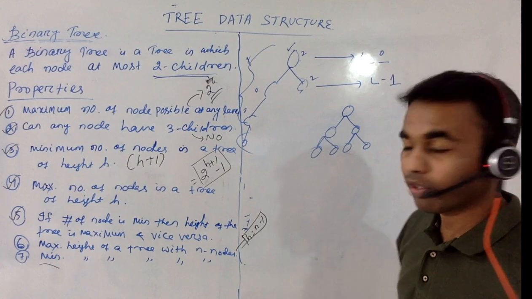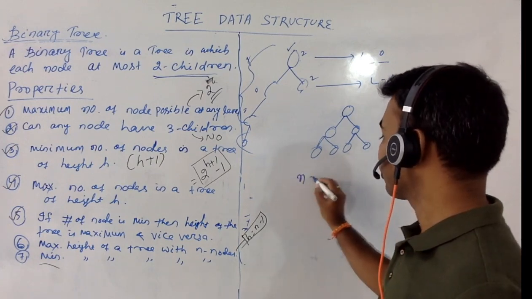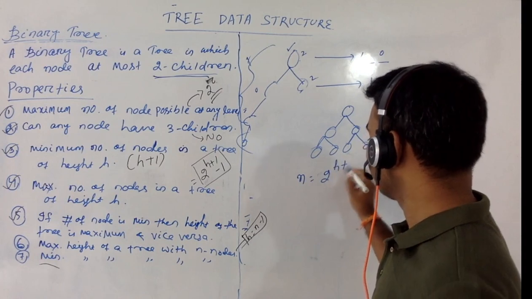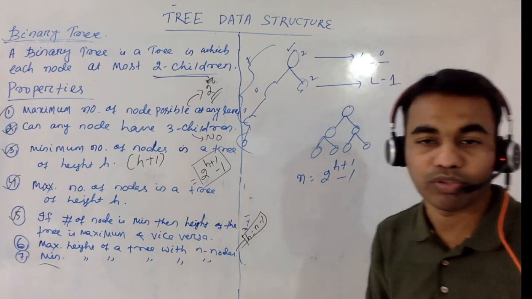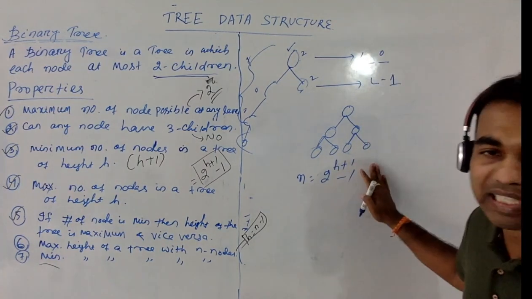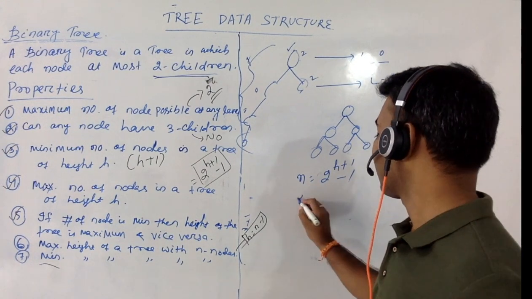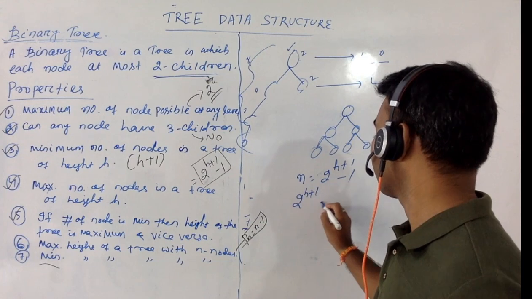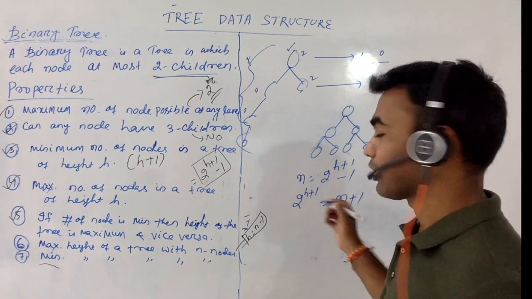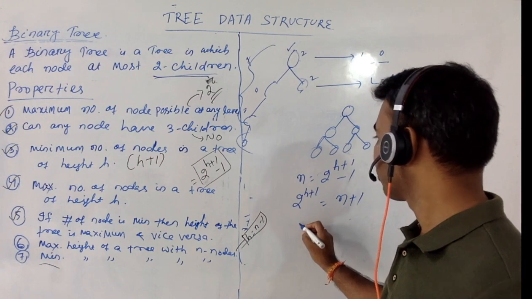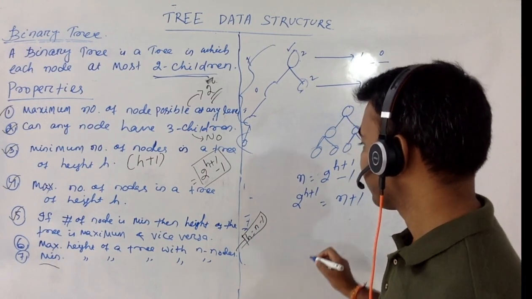Then you remember the formula. So what was the formula? Number of nodes equal to 2 to the power h plus 1 minus 1. This was the number of nodes formula, right? Whenever the height is maximum. So you can simply find the height. What I can do is 2 to the power h plus 1 equal to n plus 1, because we are interested in finding the height.